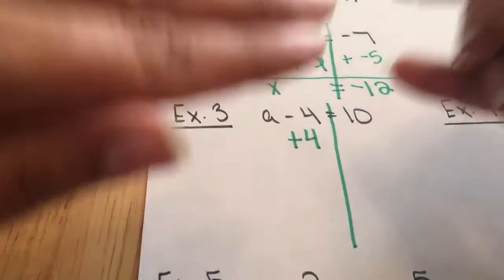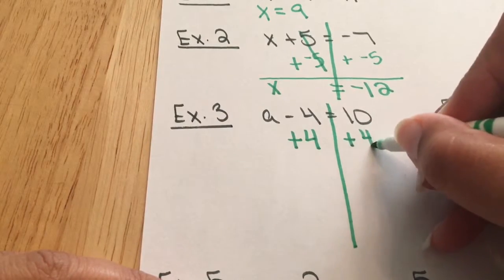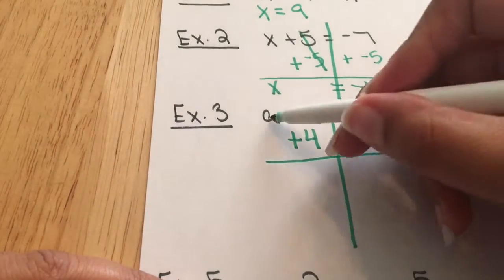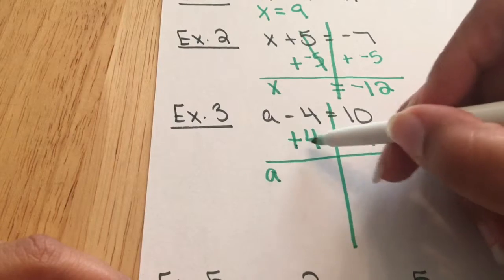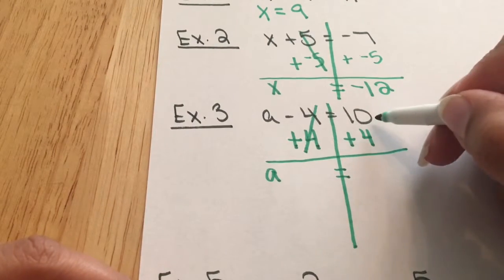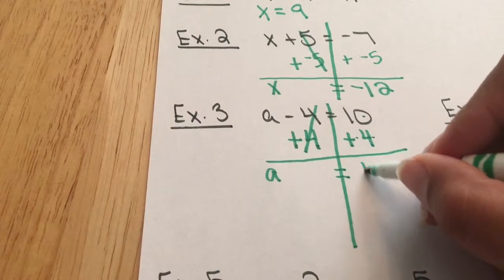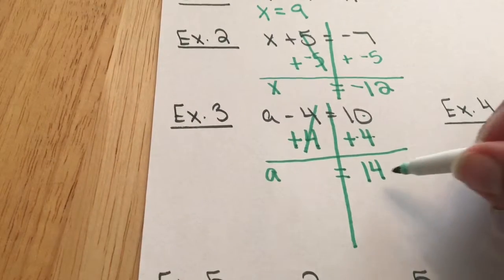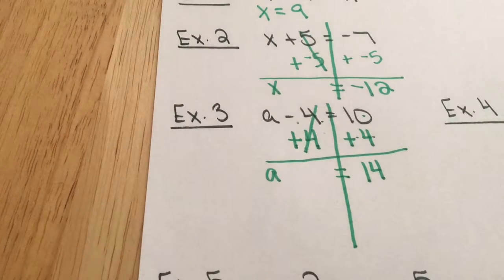But because this needs to stay balanced, it's an equation, whatever I do to the left side, I need to do to the right side. So I'm going to add a positive 4 to that side as well. The a, nothing happened to that, so that's going to come down. A negative 4 and a positive 4 is 0. That's gone, so we don't have that anymore. On the right side, we have 10 plus 4, which is going to be 14. Therefore, a is going to be equal to 14. If we went ahead and checked this, 14 minus 4 does equal 10, so we've solved this correctly.